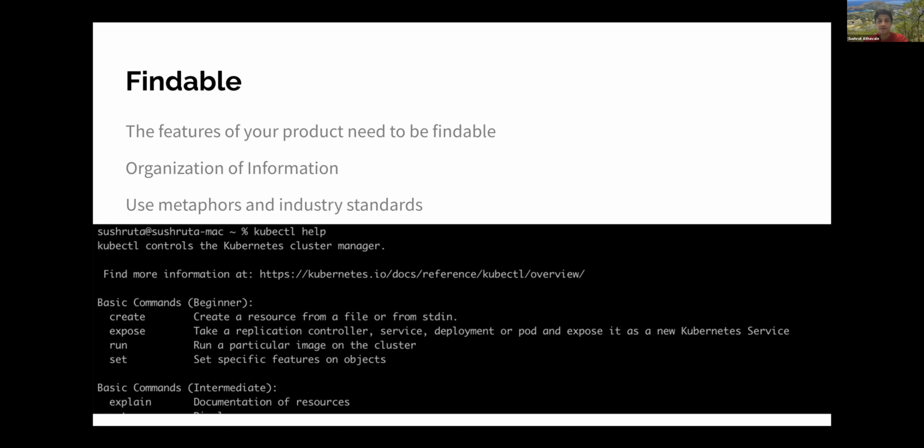A great example of findable is if you're building a command line interface like kubectl, or kube controller. You can just call kubectl help, and you have this list of basic commands and more commands past that, and then boom, all your commands are easily findable. You can figure out, man, I want to do something more intermediate. You go to the intermediate section, and then the explanation is there. More kubectl commands are there.